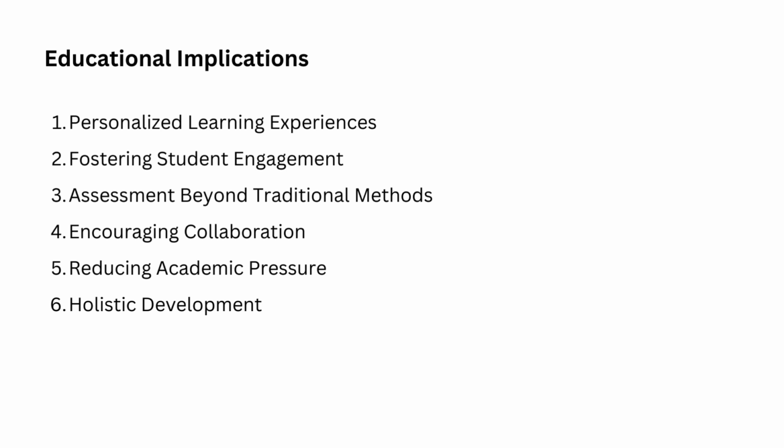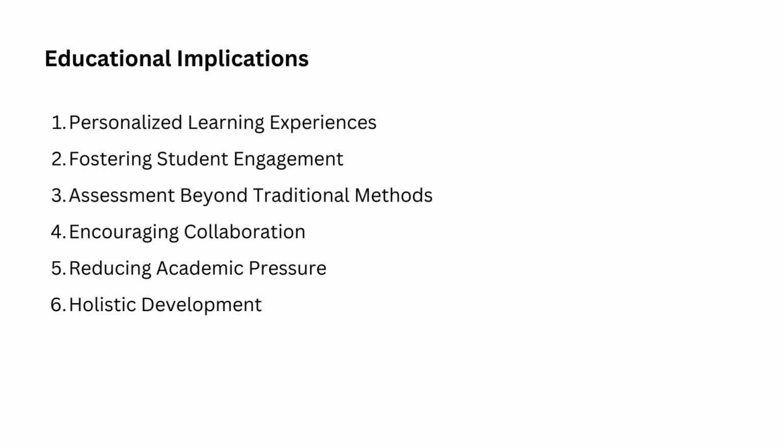Point number 5, reducing academic pressure. By recognizing that intelligence is not one-dimensional, Gardner's theory helped reduce the pressure on students to perform well in every subject. Students can focus on developing their unique strengths without feeling inadequate in areas where they may not excel. For example, a student who struggles with math but excels in music can still feel valued and successful.